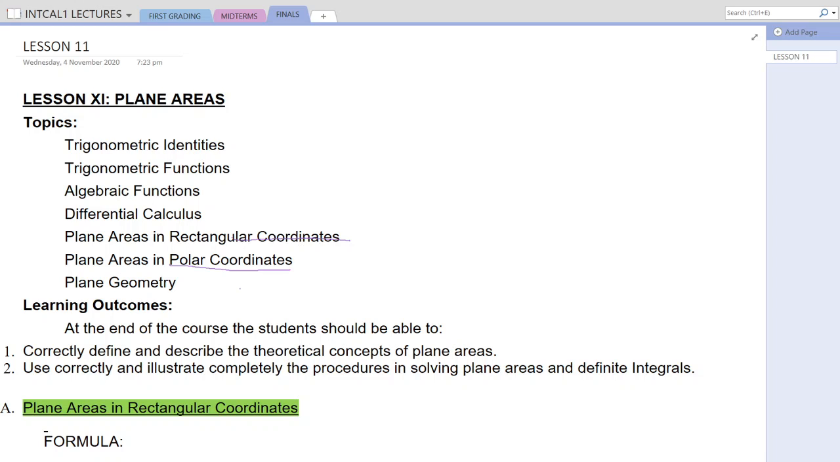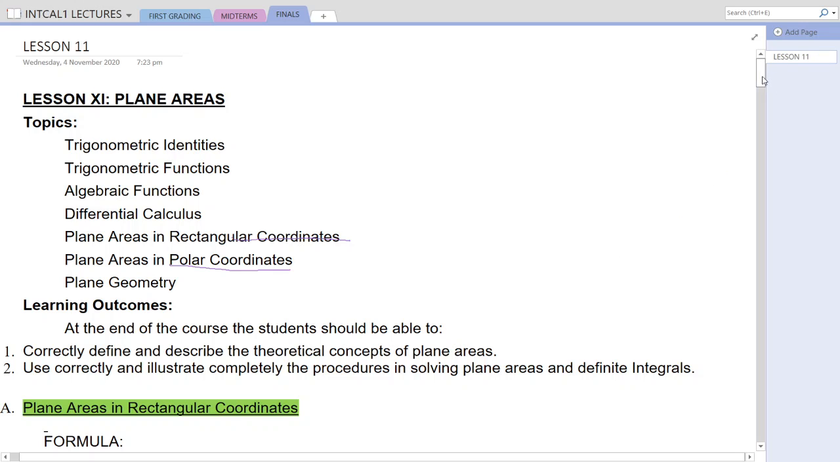Okay, so for this one, we'll be using the plane geometry, which will be our checking on the values that we'll be getting in getting the integral for these given equations. Okay, so for this, the outcome, so at the end of the course, the student should be able to first correctly define and describe the theoretical concepts of plane areas, and then second is to use correctly and illustrate completely the procedures in solving plane areas and definite integrals.